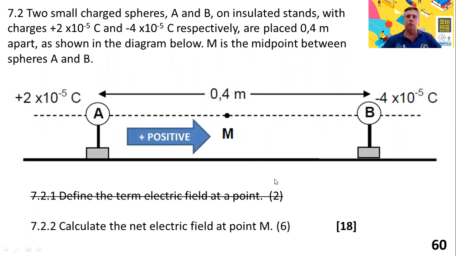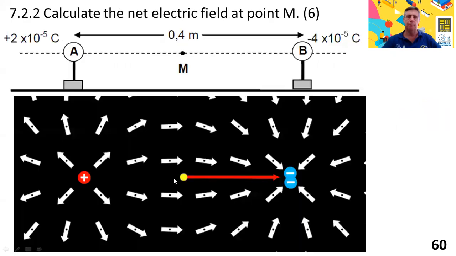Now, it's always good to choose a direction for positive. I would suggest you always take up as positive or to the right. In other words, north or east. I think stick to that. It'll just be much easier. Remember, electric field is a vector, so direction must be given.